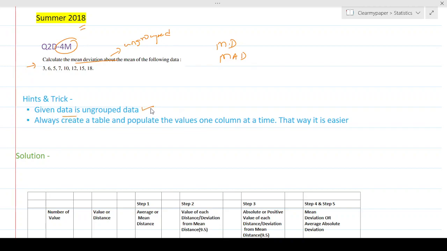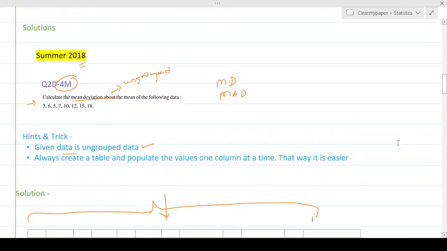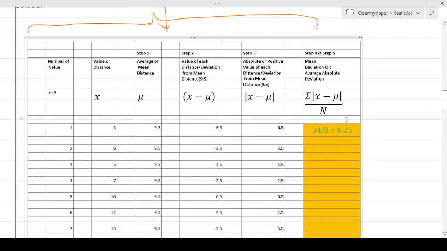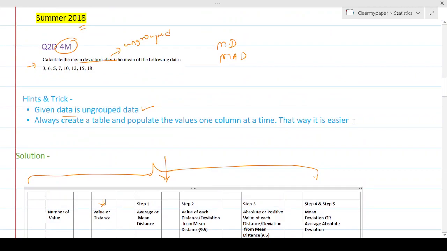And like I've explained in the conceptual video of mean deviation, always create a table and populate the values one column at a time. That way it's very easy, and you can see holistically what's happening throughout without making any mistake. That's the best way to do that. So now let's get started. I'm going to take the values that are given and put them in the first column. Although they are not talking about any distance or something, they have just given the values.